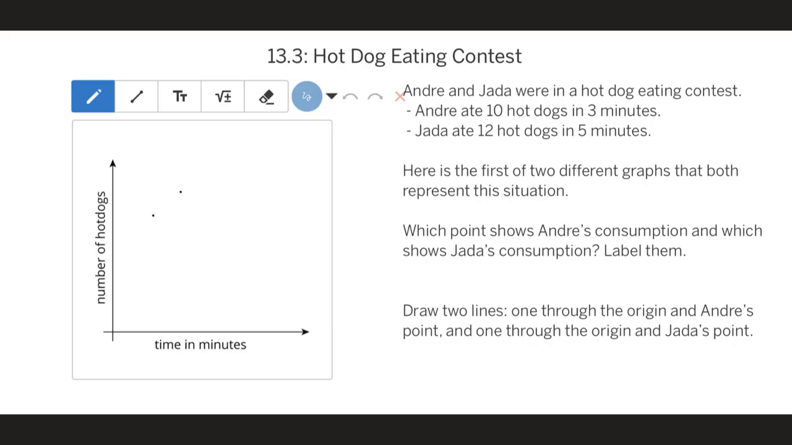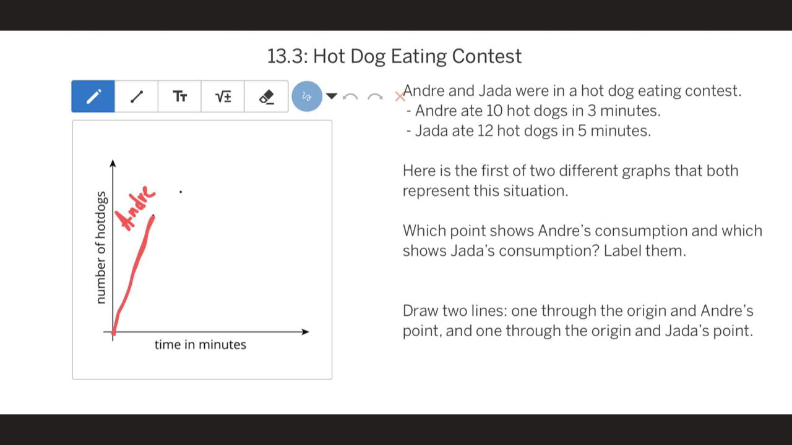Okay, here we have a hot dog eating contest where Andre ate 10 hot dogs in 3 minutes and Jada ate 12 hot dogs in 5 minutes. Now we have the 2 points on our graph and we need to decide which one is Andre's and which one is Jada's. And we're going to draw the lines and label them. So Andre ate less hot dogs in less time. So he's the one that's to the left and down a little bit because not quite as much time has gone by. So we know that this is Andre.